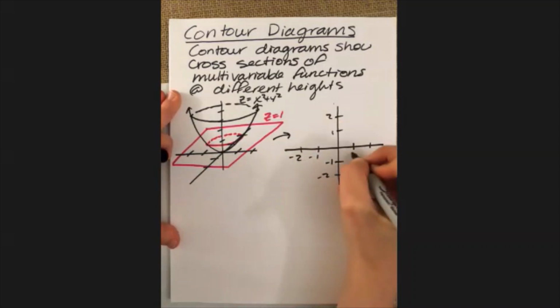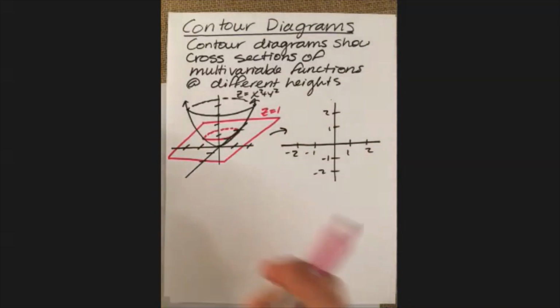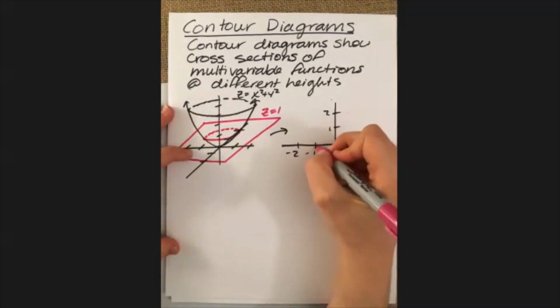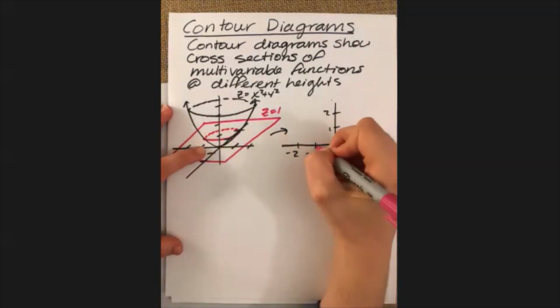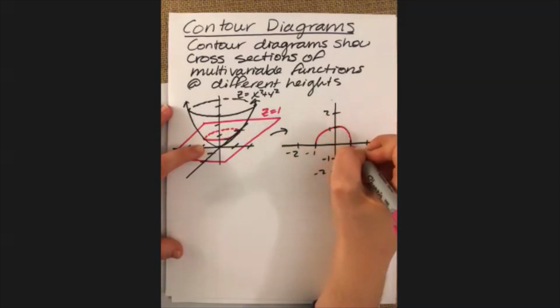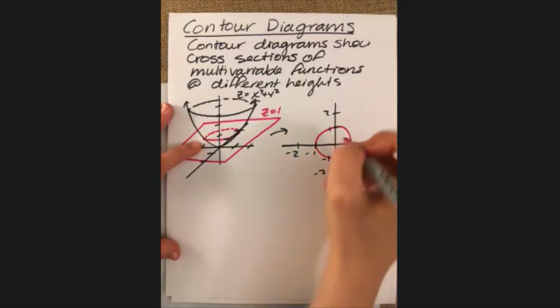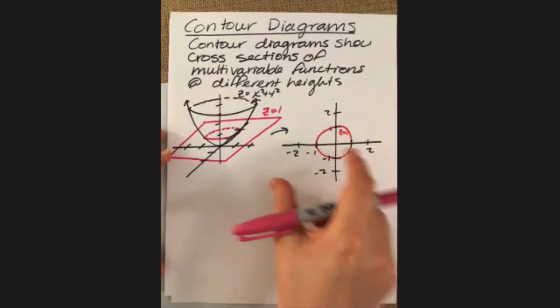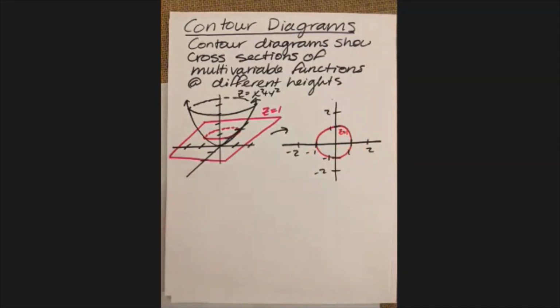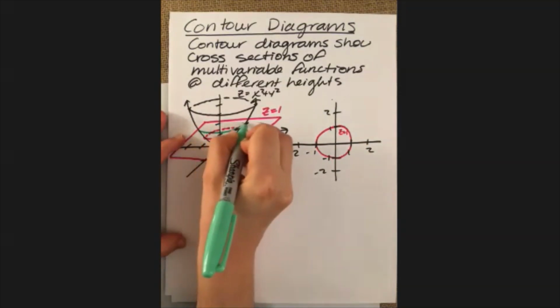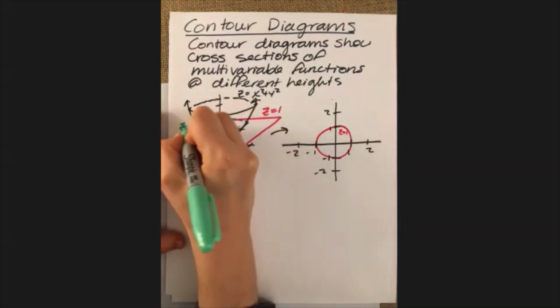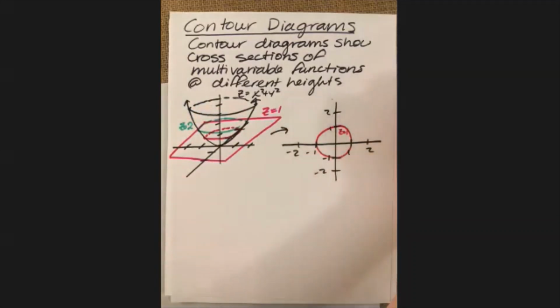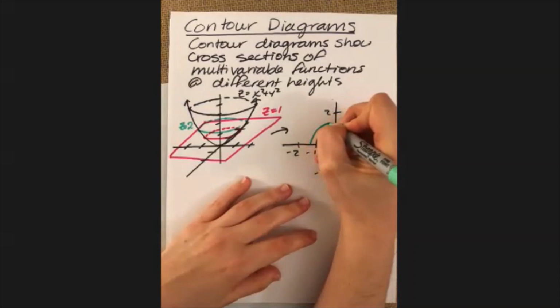So we can draw this over here like so. In this particular case, this has a radius equal to 1. We would put a circle on here like this, and this corresponds to the height z equals 1. Okay, the idea of a contour diagram, though, is that we don't just stop here. We're able to put multiple of these cross sections onto the same XY plane. So we could take a cross section at, say, z equal to 2, which would give us a circle of radius root 2. It's going to look something like this.